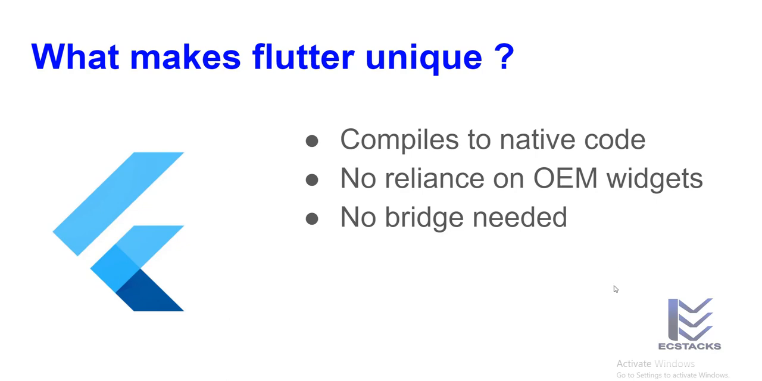Now we will get to know what makes Flutter unique. Flutter compiles to native code, with no reliance on OEM widgets and no bridge needed. No bridge needed means that in other cross-platform frameworks, while you build your apps, there is a bridge that connects to your devices so that the app runs on your device, but Flutter doesn't need any third-party bridge. It develops on its own, which makes it a bit faster.